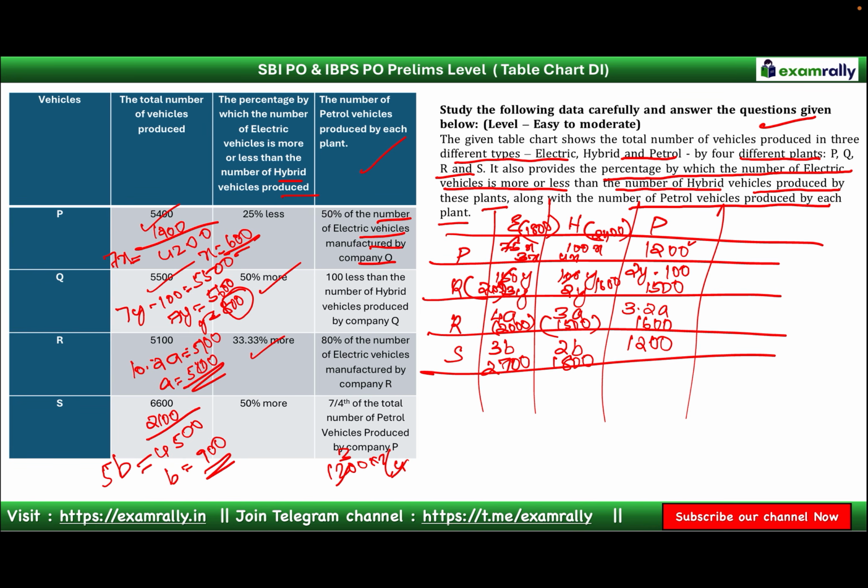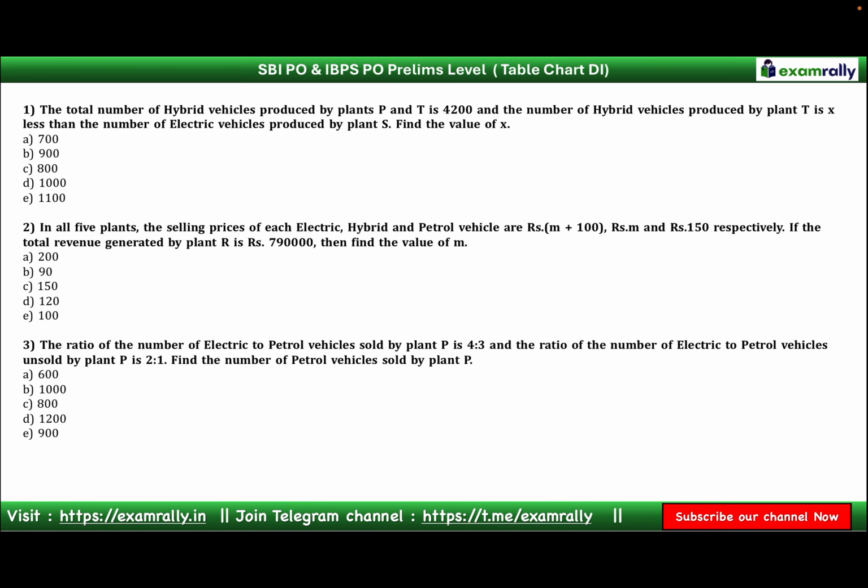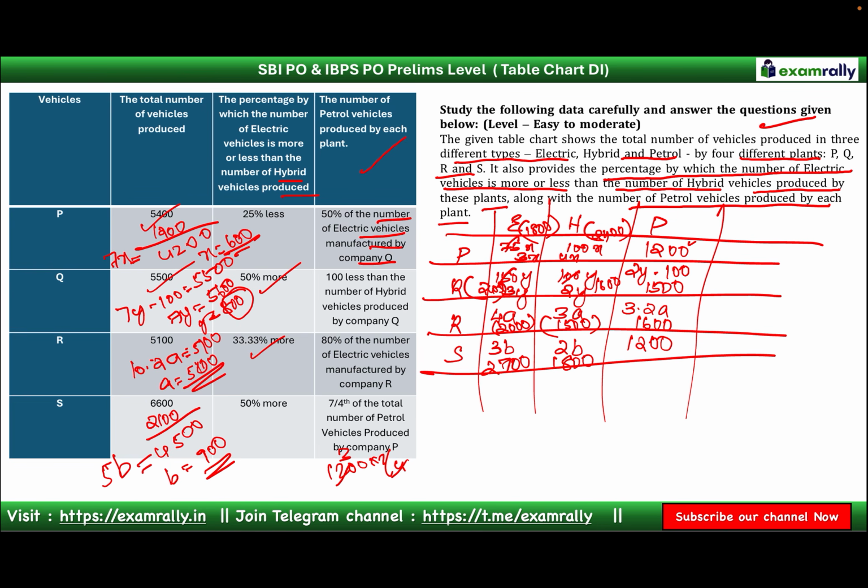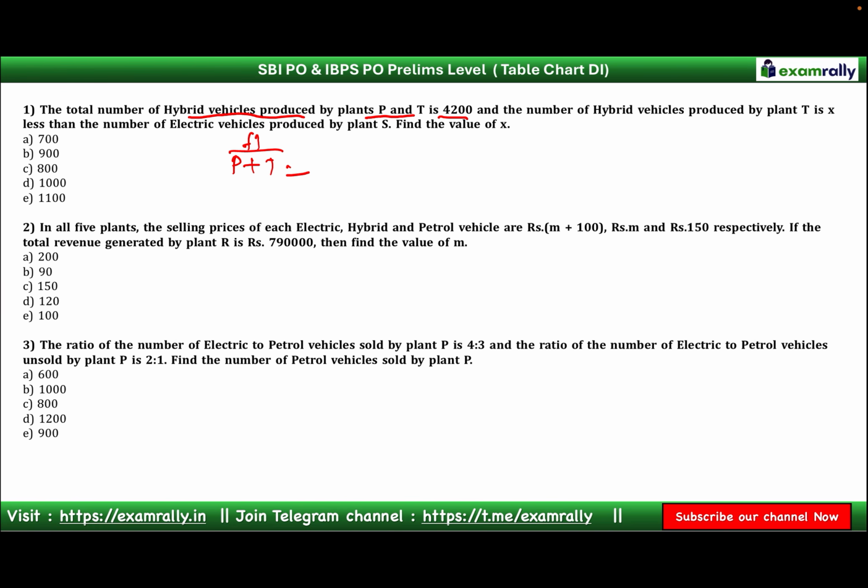Okay, so let's see the sub question based on it. The total number of hybrid vehicles produced by plant P and T is 4200. So they said about hybrid of P and T. We know only P, Q, R, S is there. We don't know about the plant T. Hybrid in plant P is how much? 2400. Altogether it is 4200.